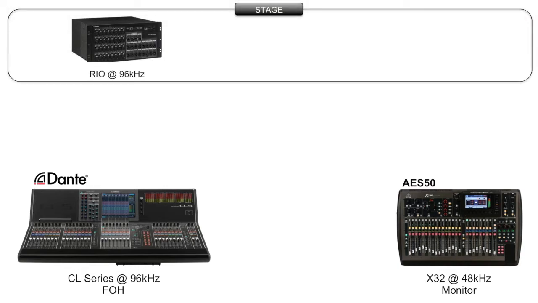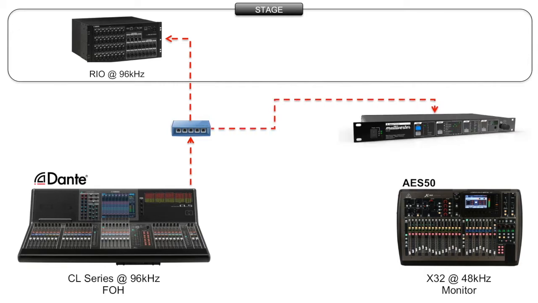Well, what we're going to do is run our Dante network as we normally would. So we'll use a switch, we'll have our Dante ports connected accordingly, and everything on the left is running at 96K. We will connect that switch to the Dante port on the Multiverter, and everything you see in red is still at 96K. We will engage the internal sample rate converter and route the Dante port to the AES50 port, downsampled to 48K, and go into the AES50 port on our X32. And this is how we can successfully convert, say, a Yamaha Dante console running at 96K to 48K.